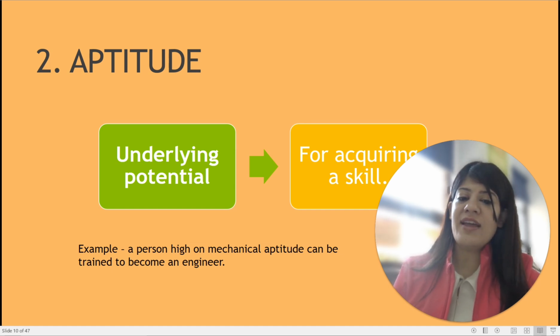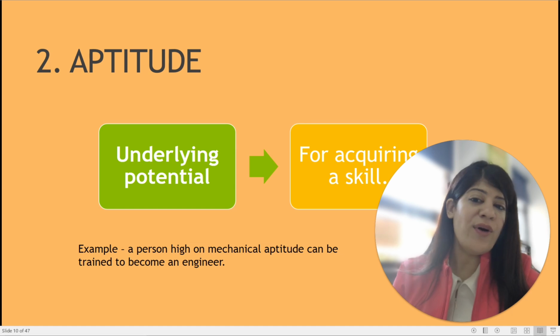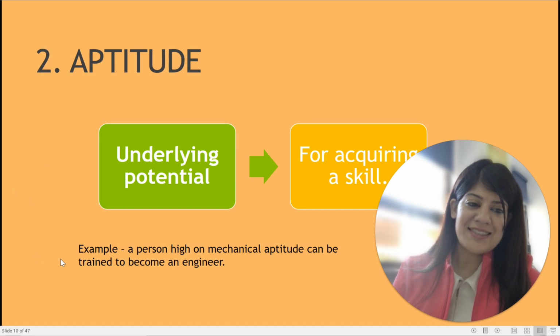So for example, a person who is very high on mechanical aptitude can be trained to become a successful engineer. However, somebody who doesn't own that mechanical aptitude might not be able to acquire those skills very efficiently or effectively. That is aptitude, my friends.